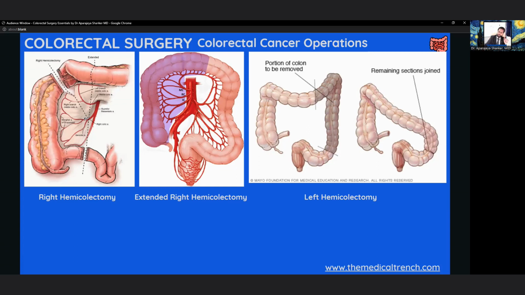Now, what happens in the right hemicolectomy? In the right hemicolectomy, what happens is that we take part of the ileocecal valve, right? This part. We take the entire ascending colon roughly up to the level of the hepatic flexure, right? And we just remove it. Okay. Now, this is done for all the tumors that are present in the ascending colon. If, for example, you have a patch of necrosis here, then you need to do this surgery.